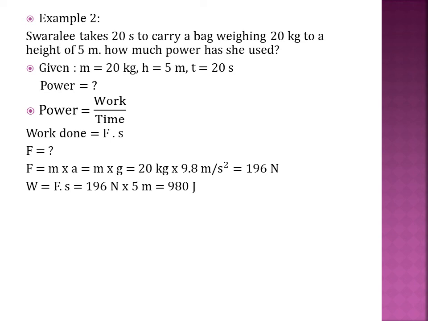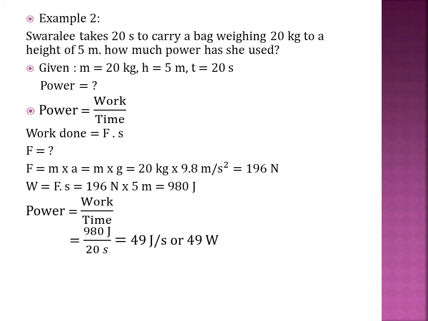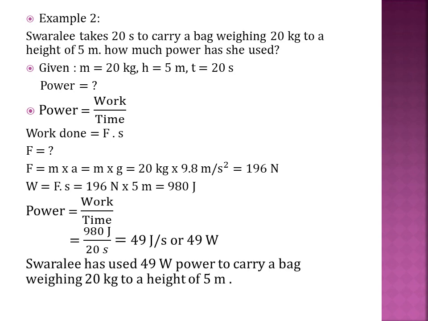Now we have found out how much work is done. So we will put this in the formula of power. Power is equal to work upon time. Therefore, work is 980 joule, time is 20 second, which will be equal to 49 joule per second, or we can write 49 watt. Hence, Sorali has used 49 watt power to carry a bag weighing 20 kg to a height of 5 meter.